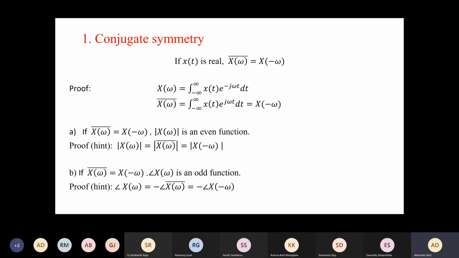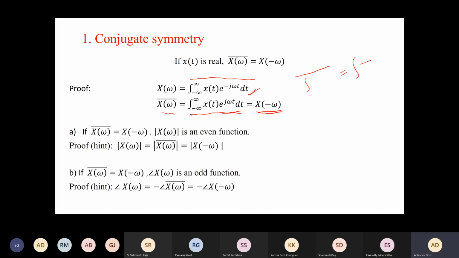So let us see this again. Why is this? X(omega) by definition is this. So X(omega) conjugate would be this, right? If I take the conjugate over this entire integration, you should know that the conjugate of an integration is the same as the integration of the conjugate. So we have to take the conjugate over x(t), but x(t) is real, so nothing changes there. But instead of e to the power minus j omega t, we will have e to the power j omega t. And by definition, this is the same as X of minus omega. So if x(t) is real, X(omega) conjugate will be the same as X of minus omega.